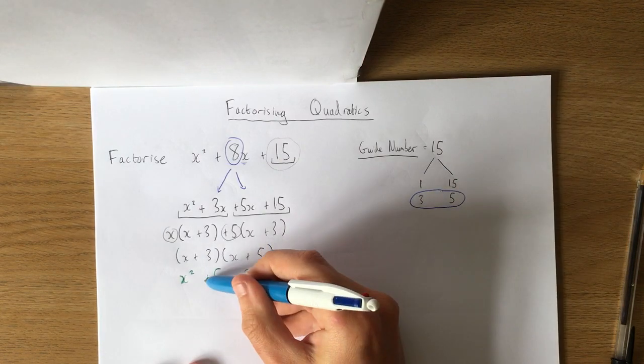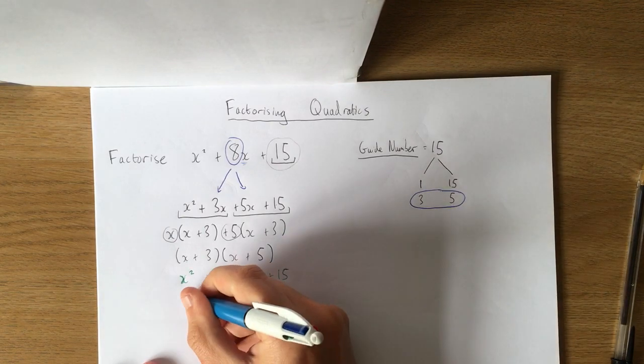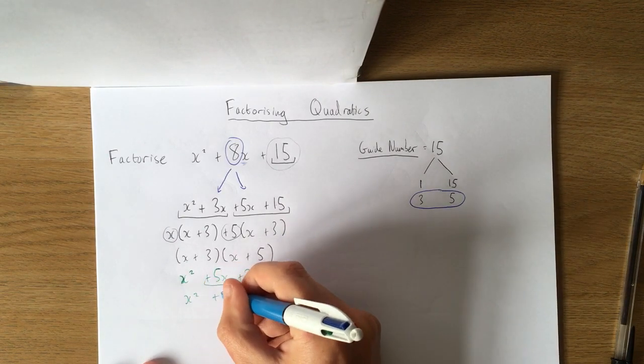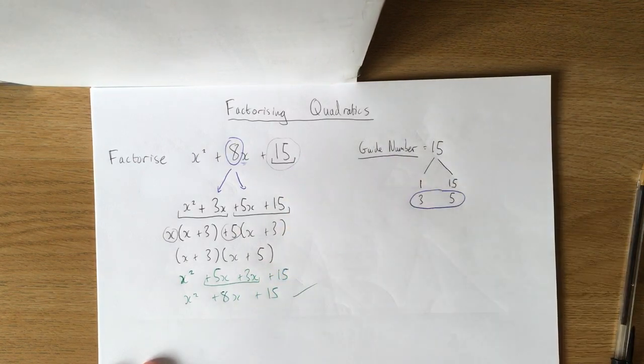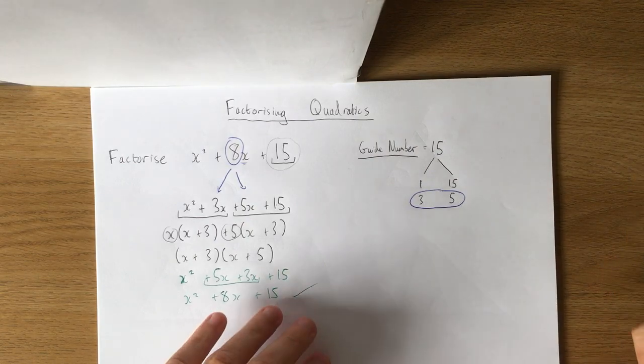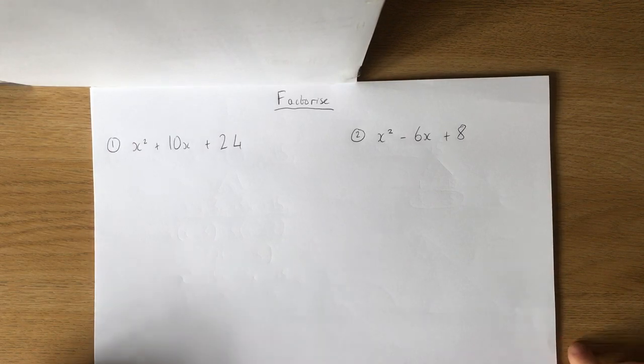Do I have like terms there? Yes, I do. 3x and 5x adds together to give you 8x. So this is x squared plus 8x plus 15. Yes, that is my question. So I've obviously done that correct. As I said, I will do 2 more examples.